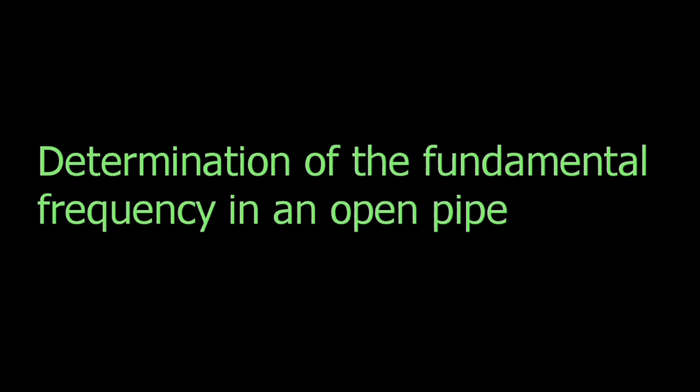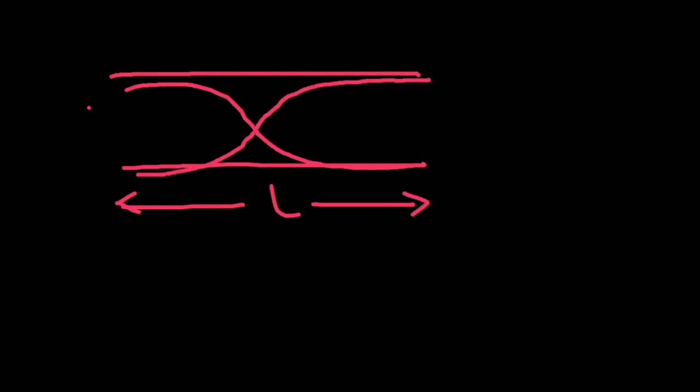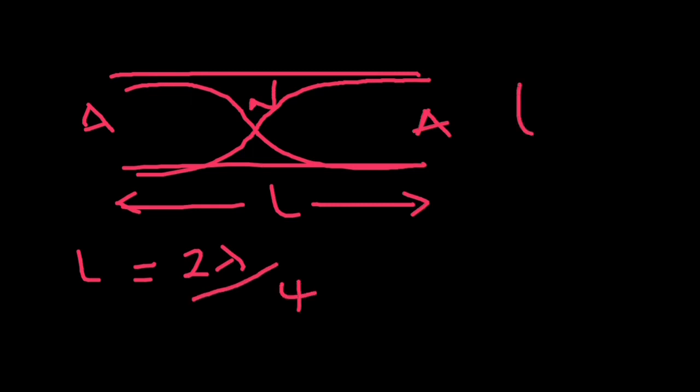Let's now consider the determination of the fundamental frequency in an open pipe. To determine the fundamental frequency of an open pipe, let's consider this open pipe of length L. Then, since we have two regions of antinodes intersecting at a common point known as the node, we have that the length of the open pipe L is equal to, of course we already know that antinode to node is lambda over 4, that is quarter of a wavelength, and similarly node to antinode is lambda over 4. So in this case we have 2 lambda divided by 4. Of course, the length of the open pipe is equal to lambda over 2, making lambda the subject, we shall have lambda equals 2L.